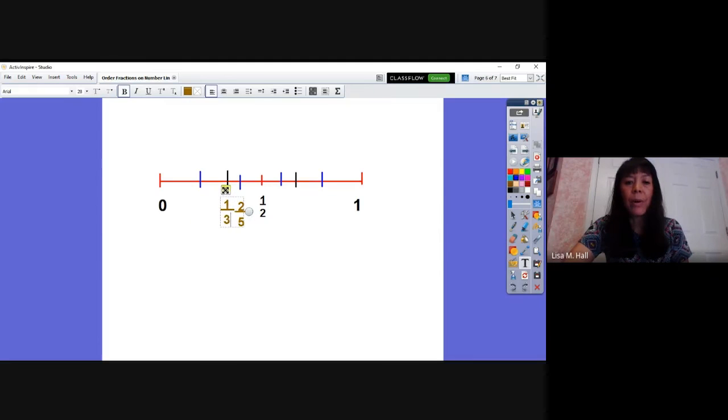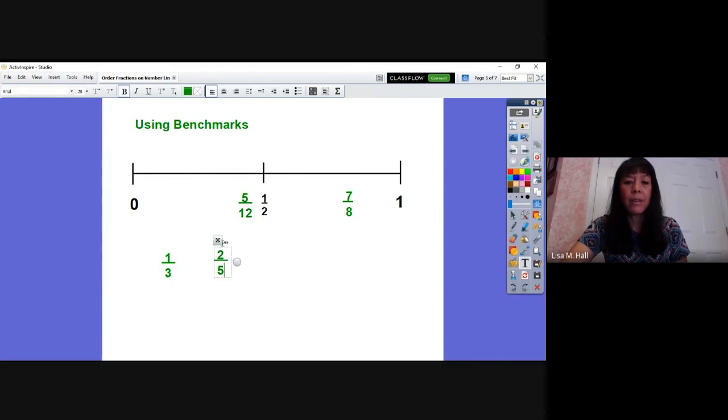Well, what do you know? 1/3 is less than 1/2. So let's go back to our original problem. And there you have it. We have these fractions in order from least to greatest. 1/2 of a 10th, 1/2 of a 6th. All right.